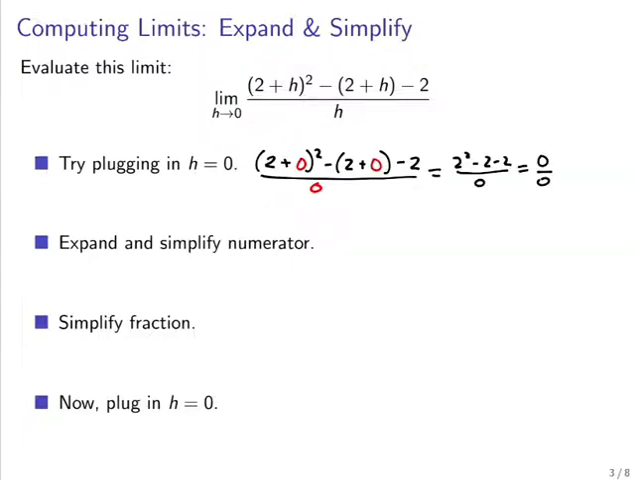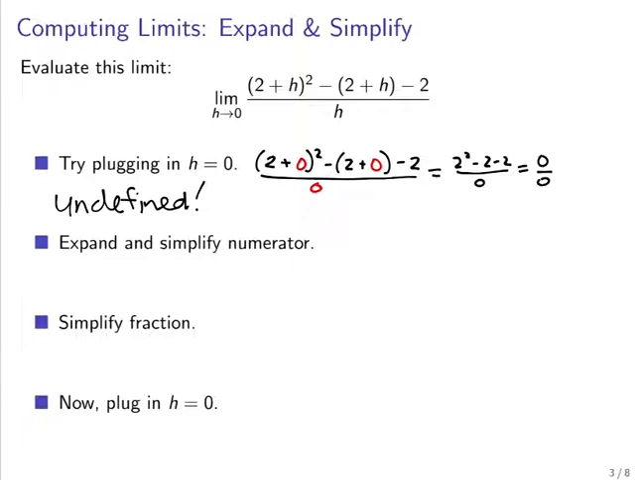There you can see I've plugged in h equals 0. In the numerator, I get 4 minus 2 minus 2, so I get 0. In the bottom, I obviously get 0. So this is another undefined situation when I try to plug in the limiting input value. And so I have to do something different if I want to evaluate this limit.